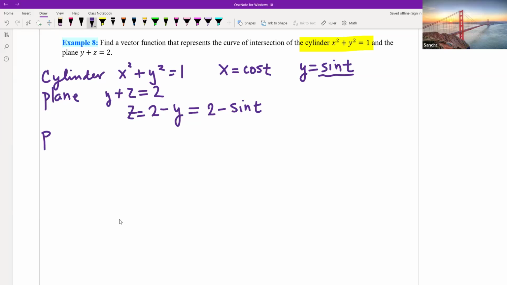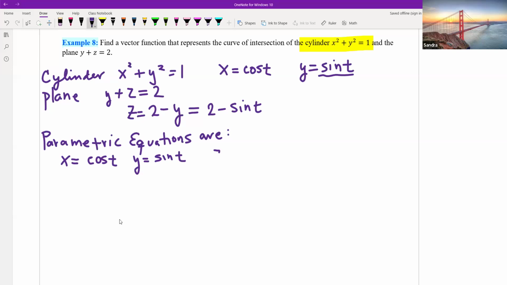So then my parametric equations are x is equal to cosine t, y equals sine t, and z equals 2 minus sine t. Now, t will be between 0 and 2 pi, yeah?